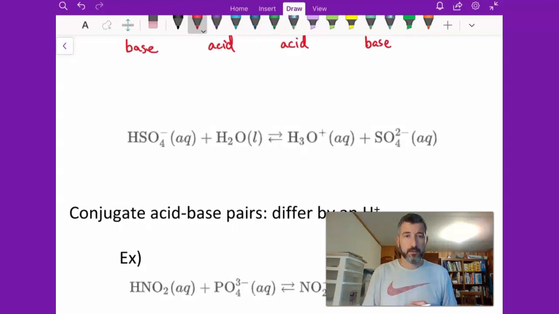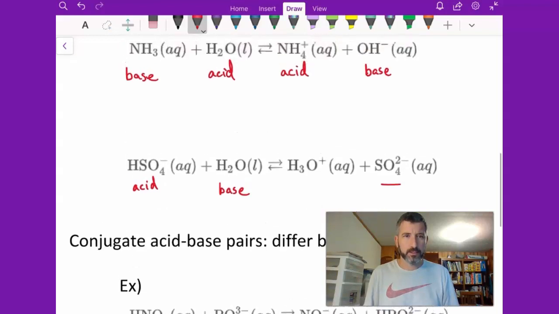Okay, so you should have said, in this case, that the HSO4- is acting as an acid because it is donating a hydrogen, a proton, to become SO4 2-, as we look at the right-hand side of the equation. Whereas water is acting as a base. I want you to notice here that it's doing the exact opposite of what it did in the previous equation. Here water was acting as an acid, down here water is acting as a base. Water is what we call amphoteric.